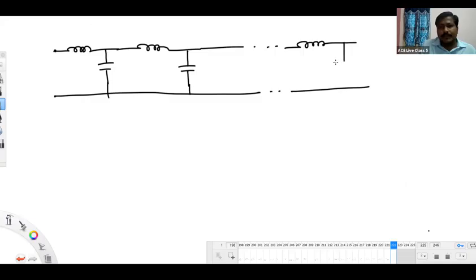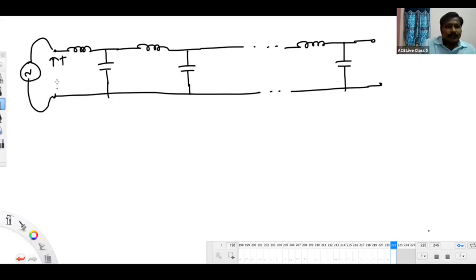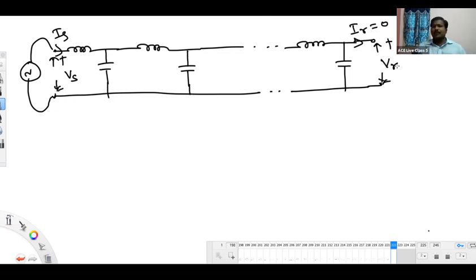Okay. Right. Just observe, please. On this side, we are keeping an AC voltage source, having some sending end voltage Vs, and some sending end current Is. And it's a no load side, so IR is equal to 0. And you have a no load voltage, which I'm saying as VR.